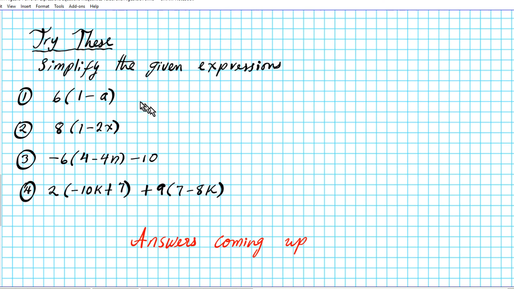For number 1, the solution is 6 minus 6a. For number 2, it's 8. Well, let's put it in standard form. It's negative 16x plus 8. Number 3 is 24n minus 34. And then number 4 is negative 92k plus 77.